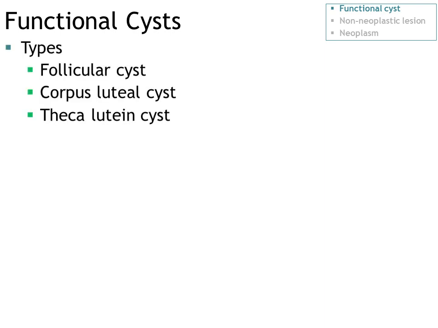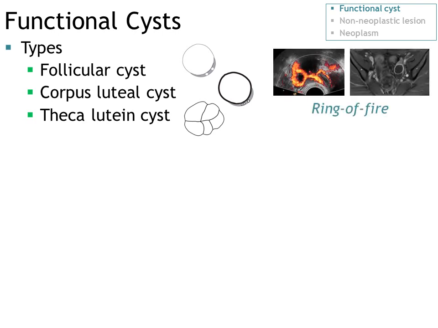Now let's begin with functional cysts group. Common entities are follicular cyst, corpus luteal cyst, and thecal lutein cyst. Their patterns are like these: thin-walled unilocular, thick-walled unilocular, and thin-walled multilocular. Among them, corpus luteal cyst usually has thick hypervascular wall, and it shows strong contrast enhancement at CT or MRI, and hypervascularity at Doppler ultrasound. This finding at Doppler ultrasound is called ring of fire.